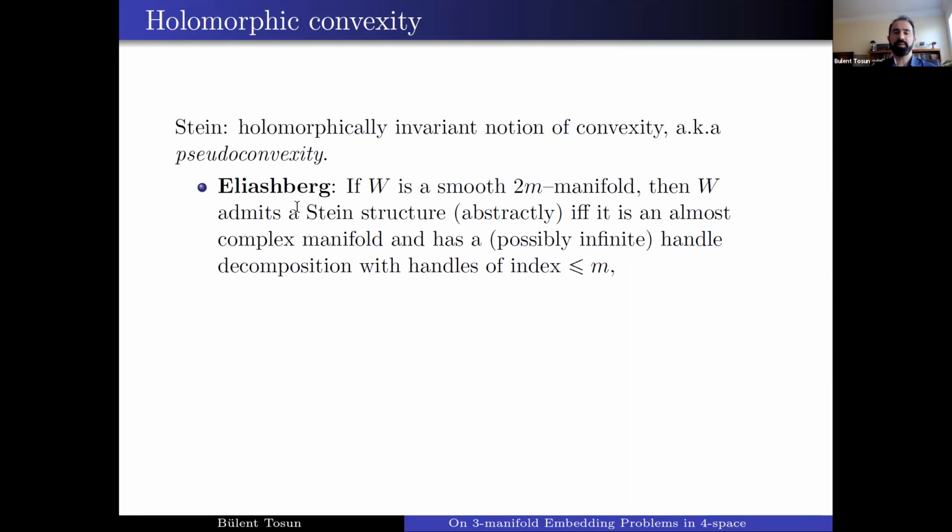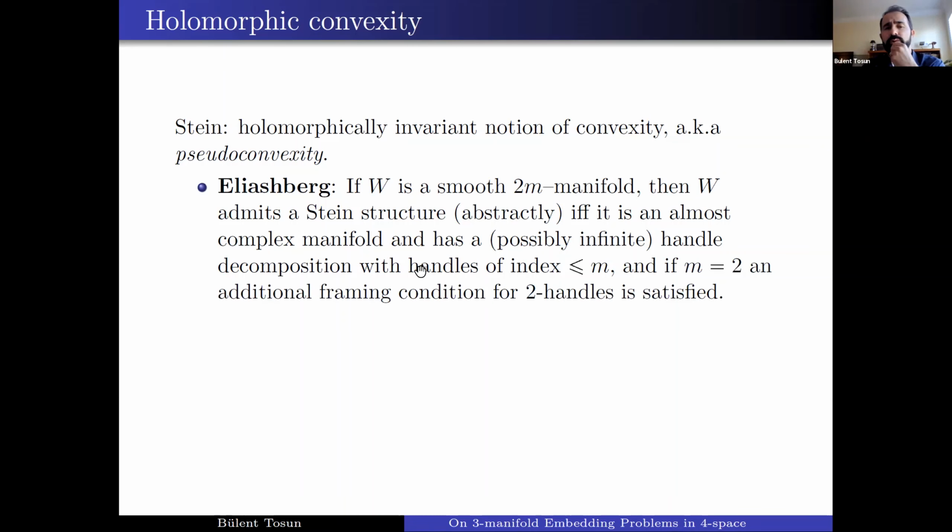It is this result of Eliashberg, who says that essentially, as long as you have an almost complex structure and you have a nice handle description, namely no handles of index greater than m, half of the dimension of the manifold, then you should be able to set a Stein structure on this manifold. Here I want to emphasize that this is the result of abstractly setting a Stein structure on a manifold. This result is true exactly like this if m is greater than 2, but when m is equal to 2, then you don't have to worry about the almost complex structure, that's always there, but now there is an additional framing condition.